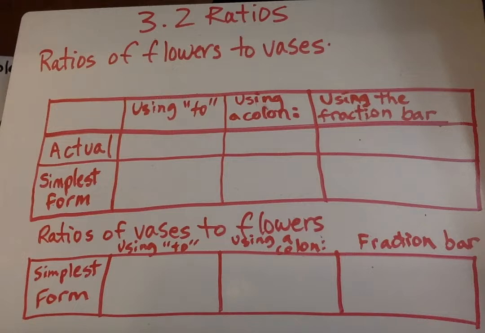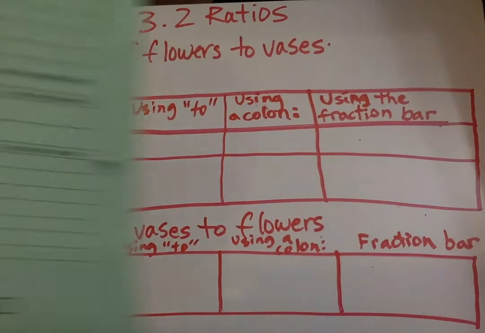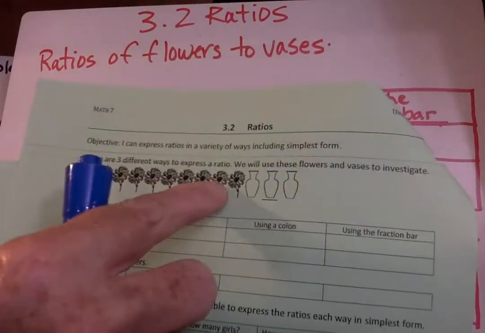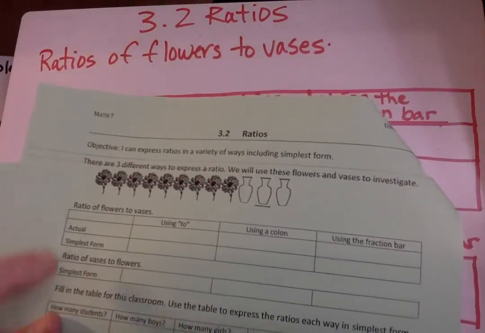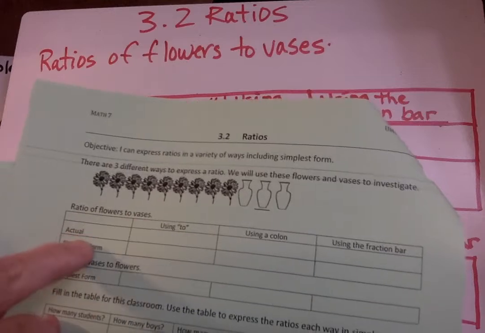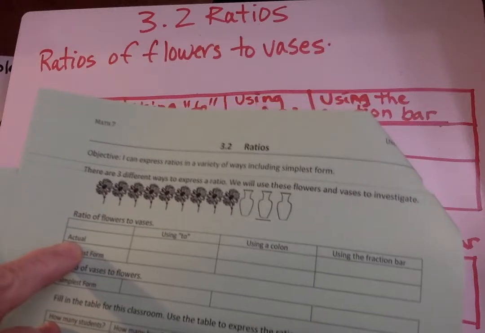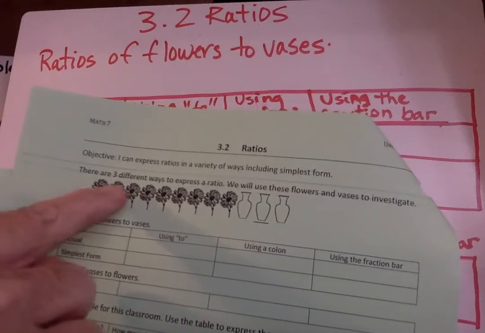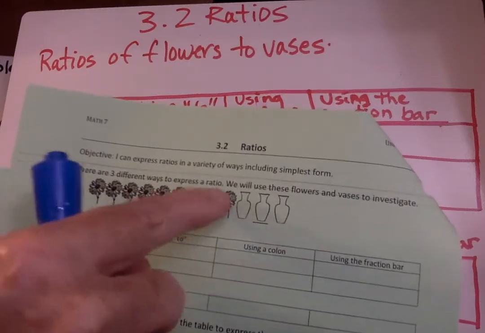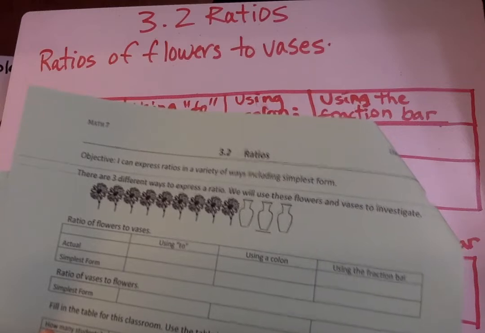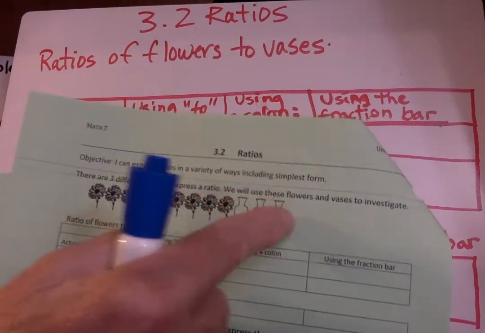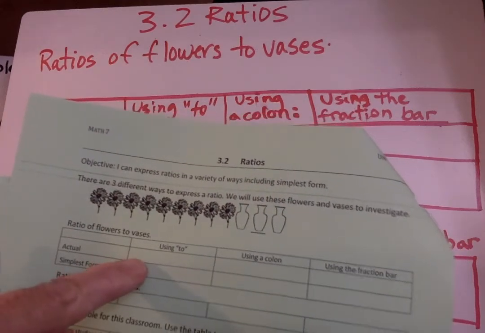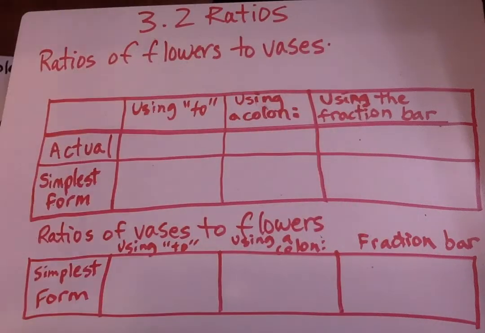Alright, there are three different ways to express a ratio. We will use these flowers and vases to investigate. So here's your flowers to vases. We want to see the ratio of the flowers to vases. So what's the actual one using the word "to"? How many flowers? 1, 2, 3, 4, 5, 6, 7, 8, 9. Okay. Then how many vases? 1, 2, 3. So our actual one is 9 to 3. So that's what you write in there.